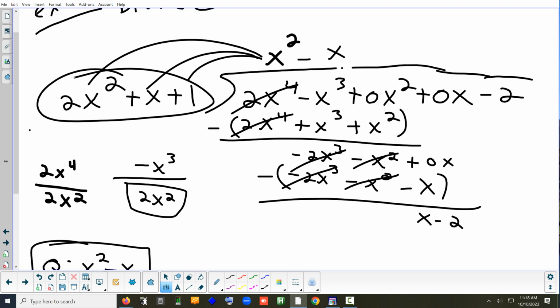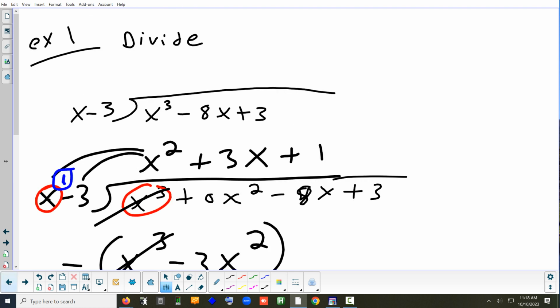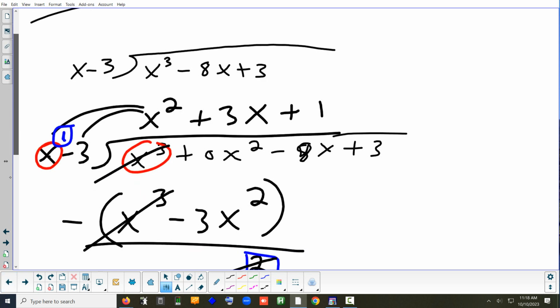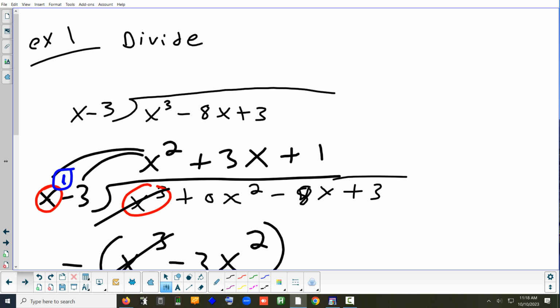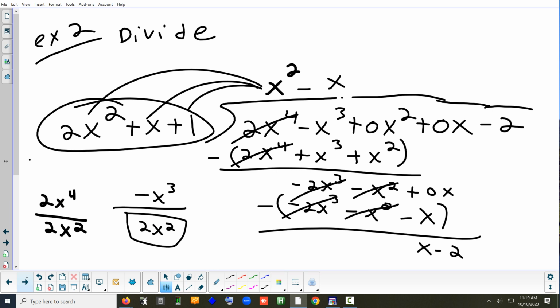Okay, so I agree, there is a remainder, but what does it mean in general when there's a remainder when you do division? Yeah? It's not a factor. Whatever you tried to divide doesn't go into whatever you did evenly, and it's not a factor. How about here? If you were trying to factor x cubed minus 8x plus 3, is x minus 3 a factor? No, because we got a remainder of 6. So far we did long division and we did not get any remainders of 0.